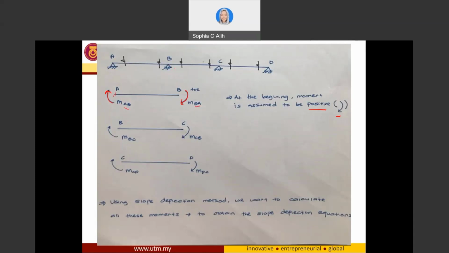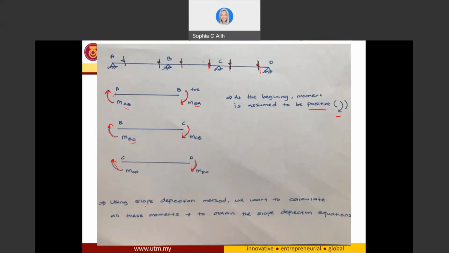Similarly to member BC, if I cut them in this direction and this direction, I will have moment BC acting at the end of point B and moment CB acting at the end of C. And if I cut member CD at this point, I will have moment CD at the end of C support and moment DC at the end of D support. So all I assume to be a positive moment, so it is all in the clockwise direction.